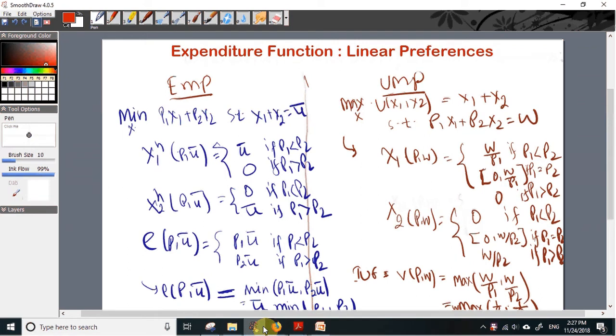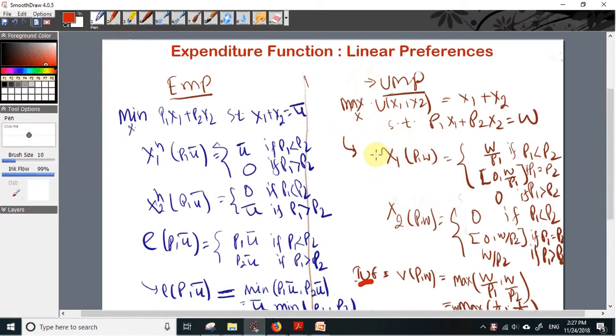Hello, in this video, I will discuss the expenditure function in case of linear preferences. Before deriving the expenditure function, let us review the utility maximization program and the corresponding indirect utility function of these preferences.